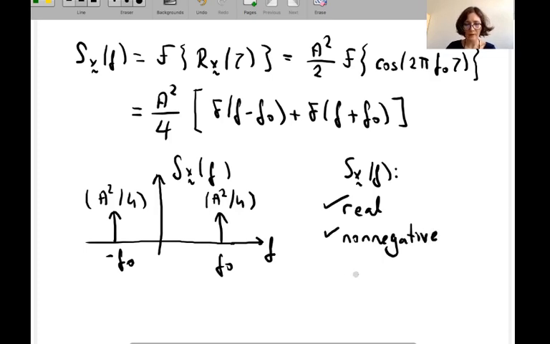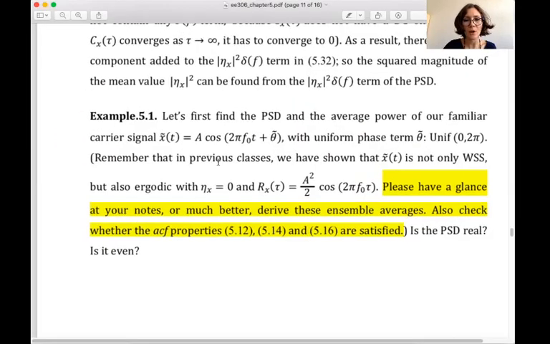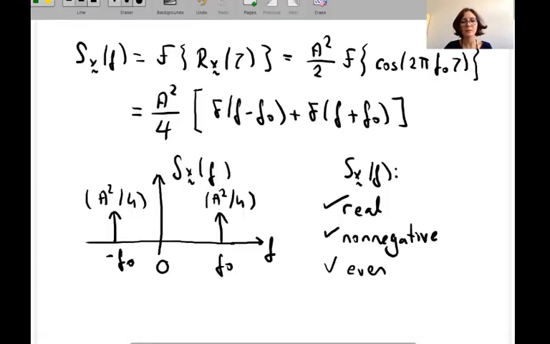For this particular case, we can also observe that Sx of f has a certain symmetry. It's an even function, symmetric with respect to the origin. If you remember, this occurs because of our particular situation that the random process is real valued. Our random process is just a cosine function with some real amplitude, nothing imaginary in its expression. So the power spectral density is even because our random process is real valued.